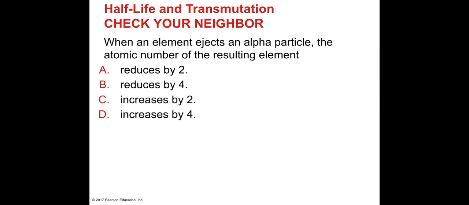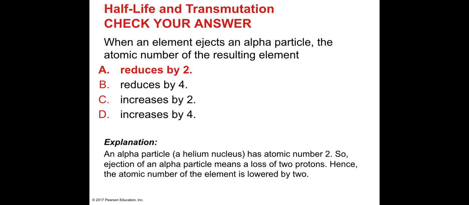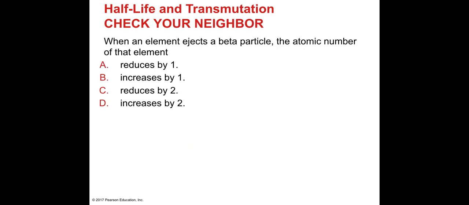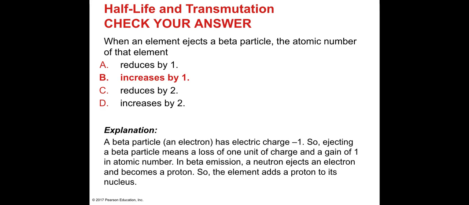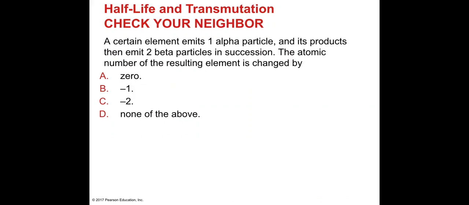Let's check this out. When an element ejects an alpha particle, remember always that the atomic number reduces by 2. When an element ejects a beta particle, the atomic number increases by 1. A certain element emits one alpha particle and its product then emits two beta particles in succession. The atomic number of the resulting element is changed by what?